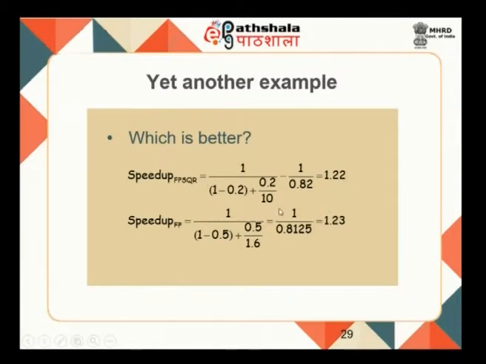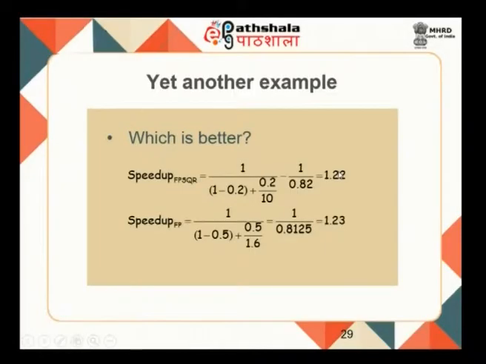So though you brought in a 10 times improvement in the floating point square root operation, you know that floating point square root instructions are only used 20% of the time, so you get a speed up of only 1.22. On the other hand, when you try to improve the operation of all floating point instructions, even though you bring in a speed up of only 1.6, you find that because 50% of the instructions are general floating point instructions, you almost get the same speed up as that of the original case.